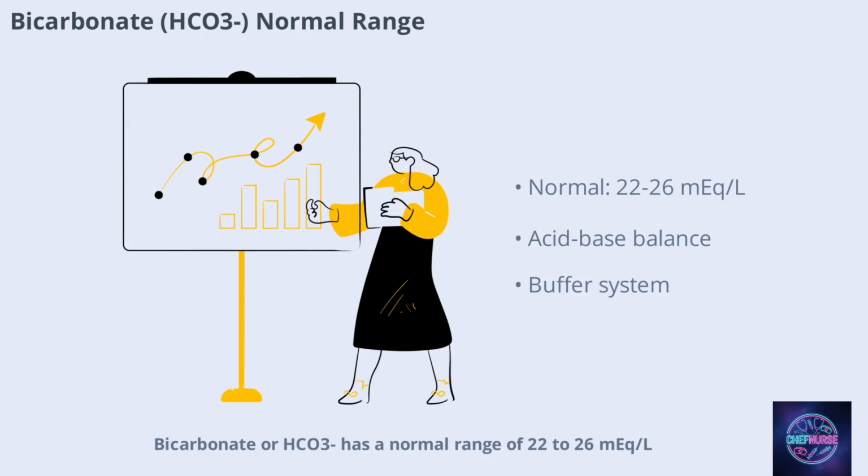Bicarbonate, or HCO3, has a normal range of 22 to 26 mg/L. It's a key component of the body's buffer system, helping to maintain acid-base balance. Low bicarbonate can indicate metabolic acidosis, while high levels may suggest metabolic alkalosis. Understanding how bicarbonate interacts with other ABG values is essential for interpreting acid-base disorders on the NCLEX.